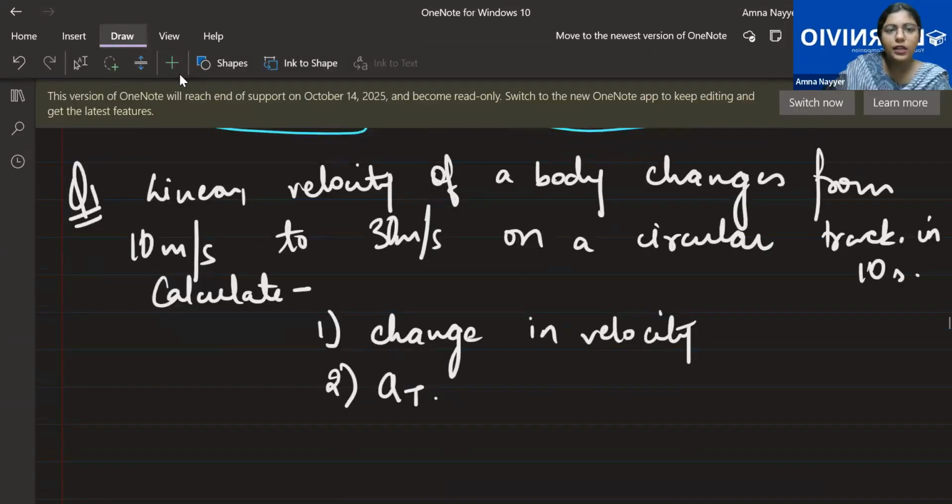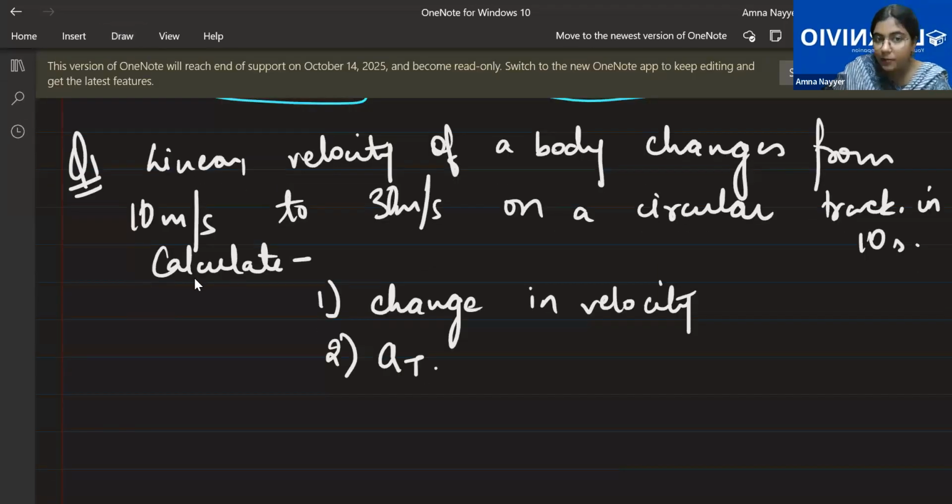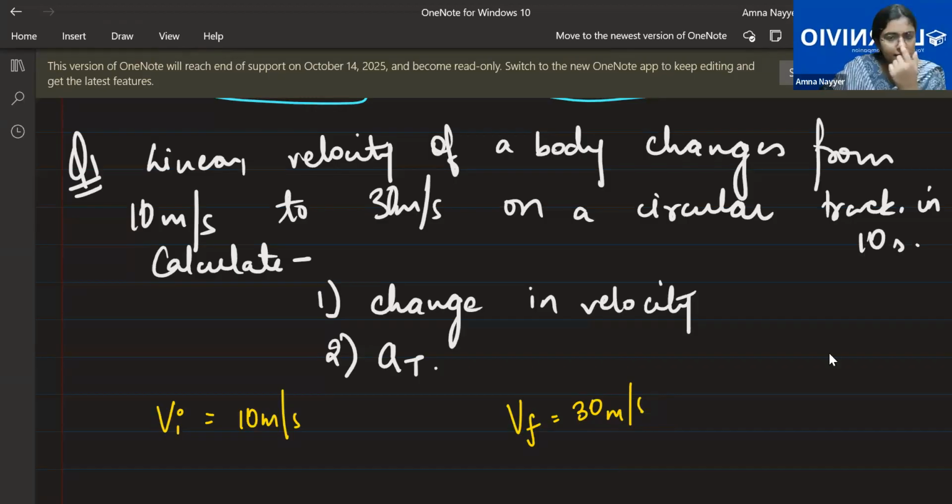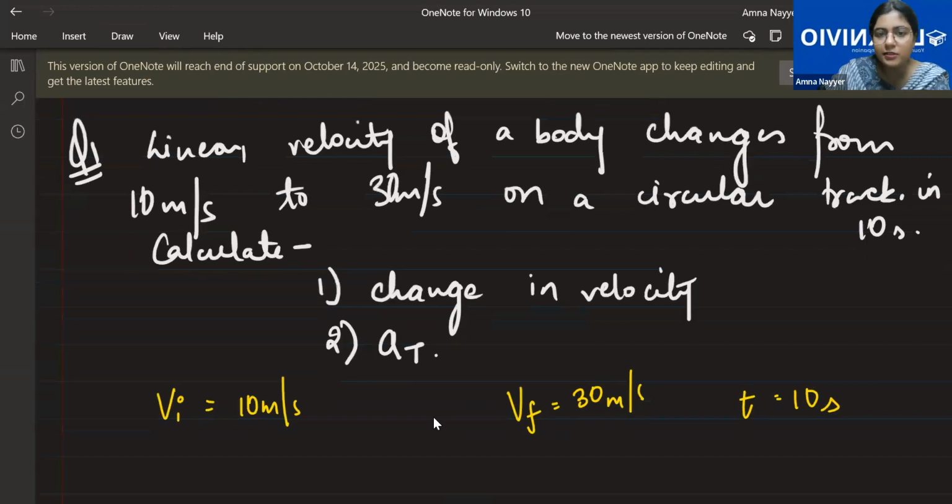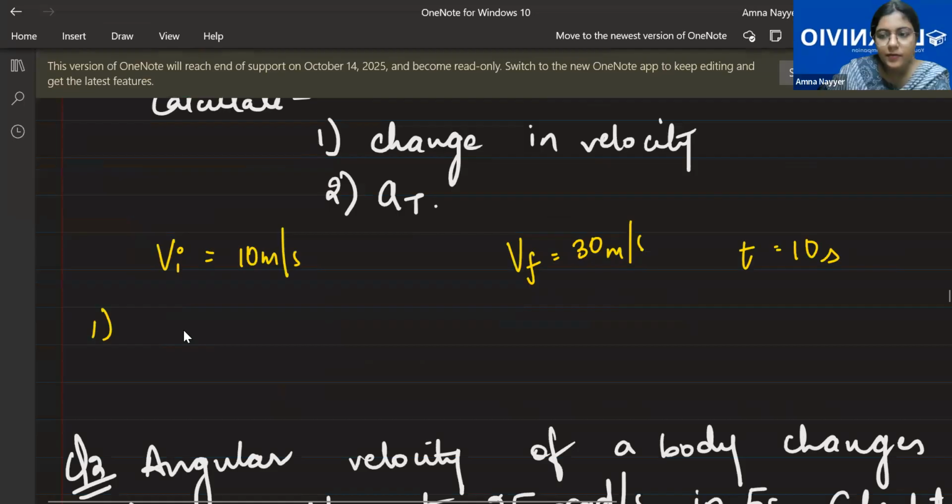It says the linear velocity of a body changes from 10 meter per second to 30 meter per second. Initial velocity is given as 10 meter per second, final velocity is given as 30 meter per second, on a circular track. Radius is not given, time is given to us, which is 10 seconds. Now, Ikra, you tell me the first part. What's the change in velocity? It's the easiest question.